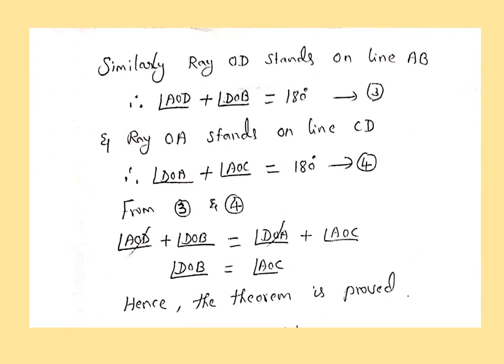Similarly, ray OD stands on line AB. Therefore, angle AOD plus angle DOB is equal to 180 degree. Call this statement 3. And ray OA stands on line CD. Therefore, angle DOA plus angle AOC equals 180 degree. Call this statement 4. From 3 and 4, we get angle AOD plus angle DOB is equal to angle DOA plus angle AOC. If you subtract angle AOD and angle DOA, both are the same, both will get cancelled and you will get angle DOB is equal to angle AOC. Hence the theorem is proved.